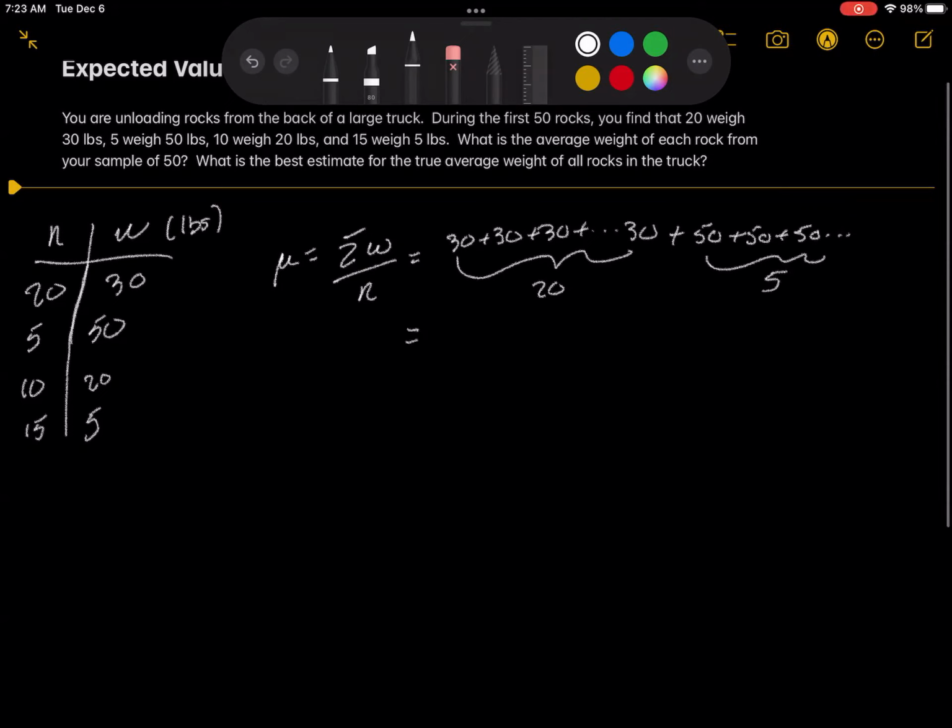Eventually, you see that you would have 20 30s, you would have 5 50s, 10 20s, and 15 5s, right? So you can use some algebra to make that a little bit easier on yourself, but we actually already have a name for this, and we give this the expected value.